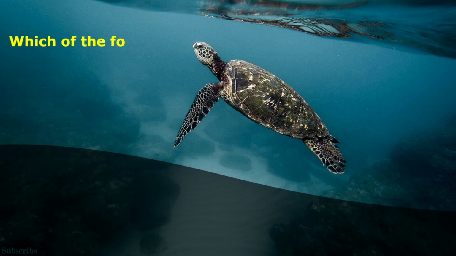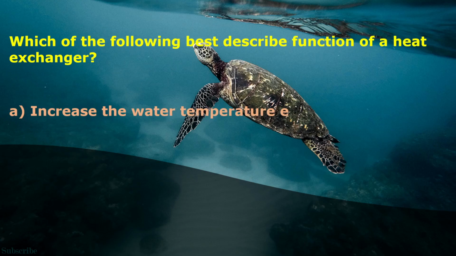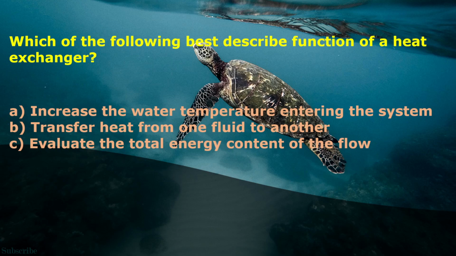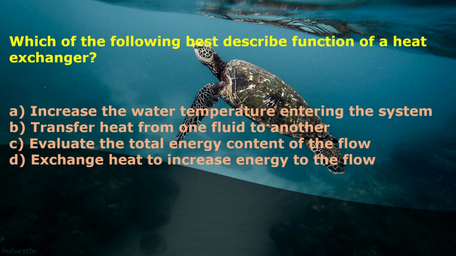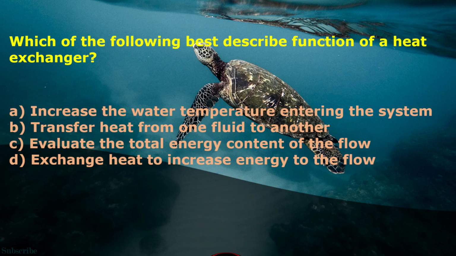Question number 38. Which of the following best describes the function of a heat exchanger? A. Increase the water temperature entering the system. B. Transfer heat from one fluid to another. C. Evaluate the total energy content of the flow. D. Exchange heat to increase energy to the flow. The correct answer is letter B, transfer heat from one fluid to another.